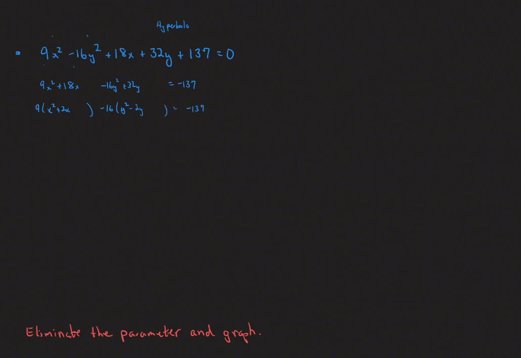And so we will take half the middle term and square it. So we'll add 9 to both sides, and 1, which makes that a negative 16. So we have 9 times x plus 1 squared minus 16 times y minus 1 squared also. And let's see, that's going to be a negative, I believe, 144.